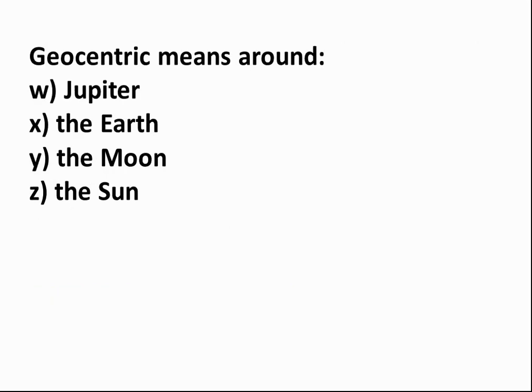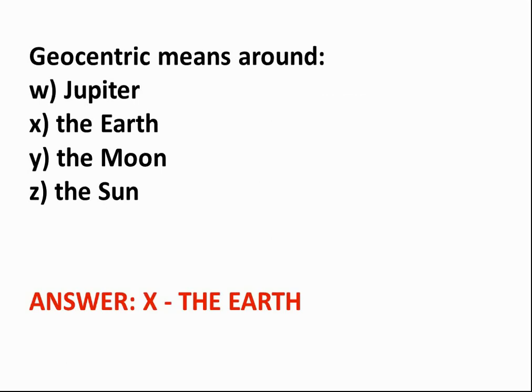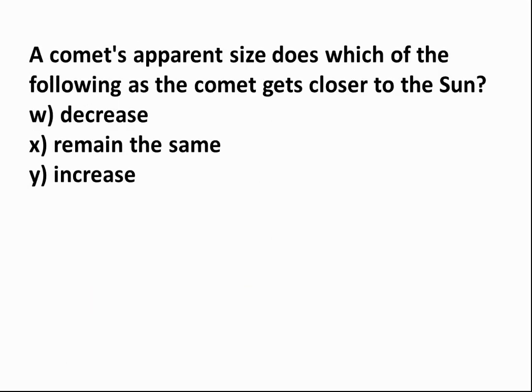Geocentric means around W, Jupiter. X, the Earth. Y, the Moon. Z, the Sun. Answer, X, the Earth.